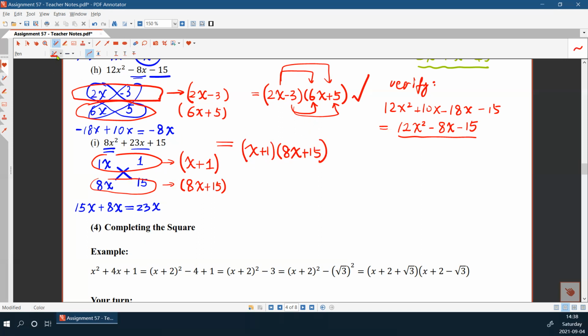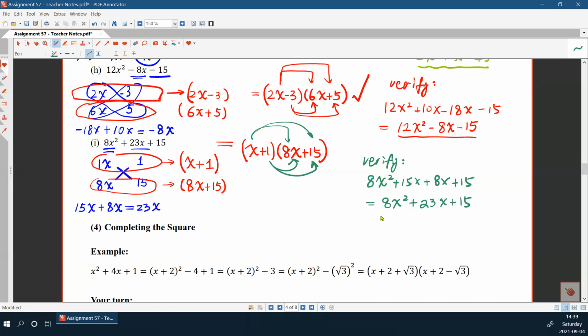Okay, again, let's verify the results. First of all, if you expand the factored form, you will get 8x squared and then 15x and then 8x and then 15, right? Which is 8x squared plus 23x plus 15, which is the same as the original expression. So now we know that the factoring result is correct.